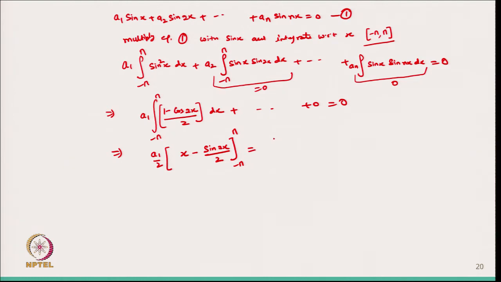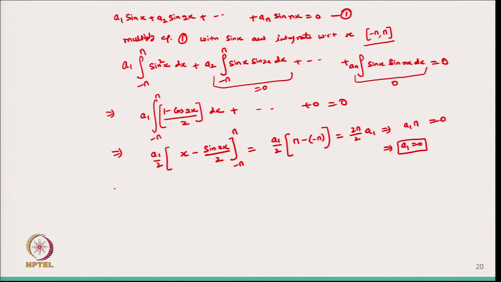So, it can be written as a1 by 2. Sin 2 pi and sin minus 2 pi are 0. So, I will get only pi minus minus pi, and from here I can write that it is 2 pi by 2 a1, and that is going to be a1 pi, and this is going to be 0. So, from here you can check that a1 is going to be 0. So, the first coefficient a1 is becoming 0.